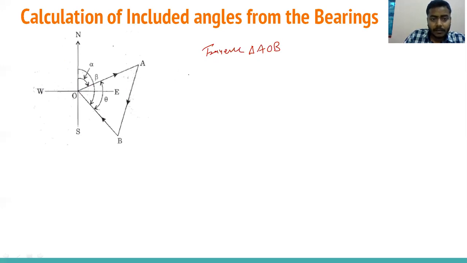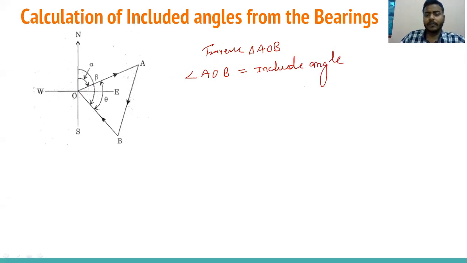Now, we can say here in the figure, angle AOB is the included angle. How we can calculate? See, here is given for OA. What is the direction of progress of work or survey? O to A. So the angle is given from the north, alpha. So what will be the alpha here? Fore bearing of line OA. Am I right? Alpha will be the fore bearing of line OA.